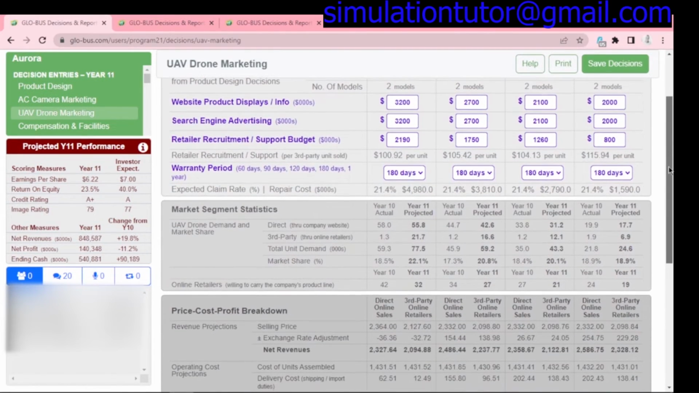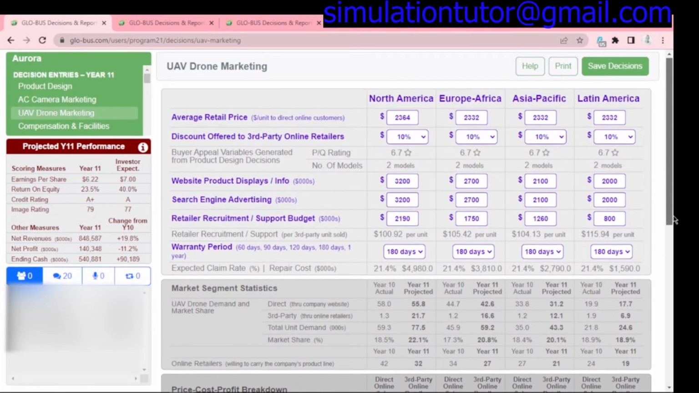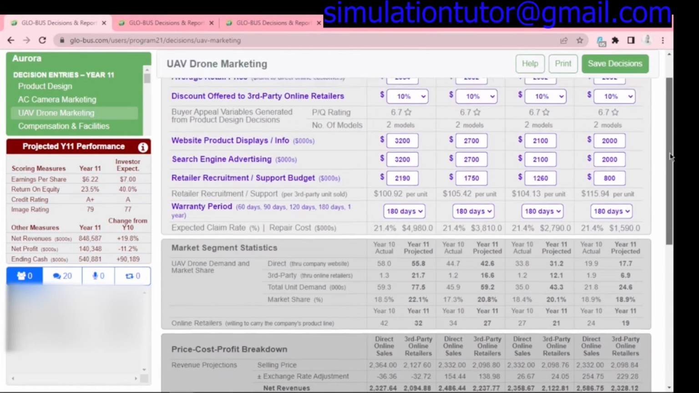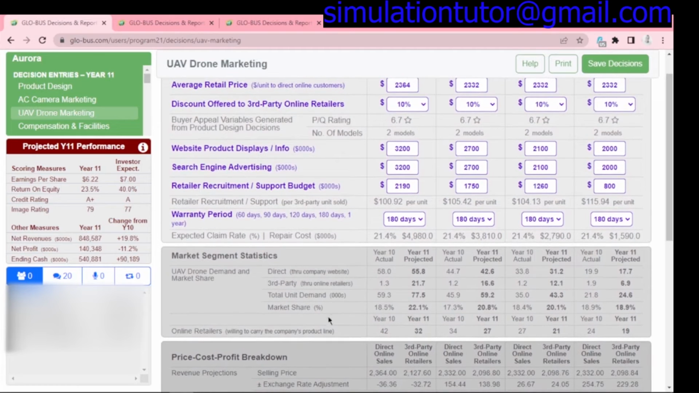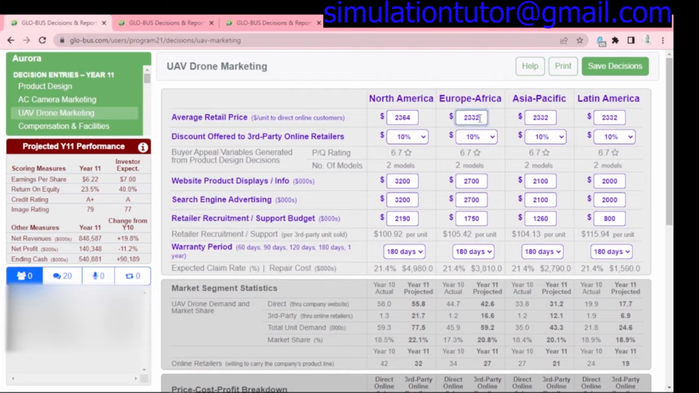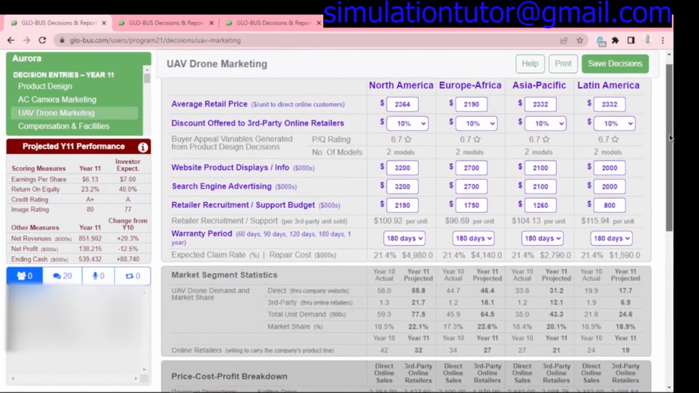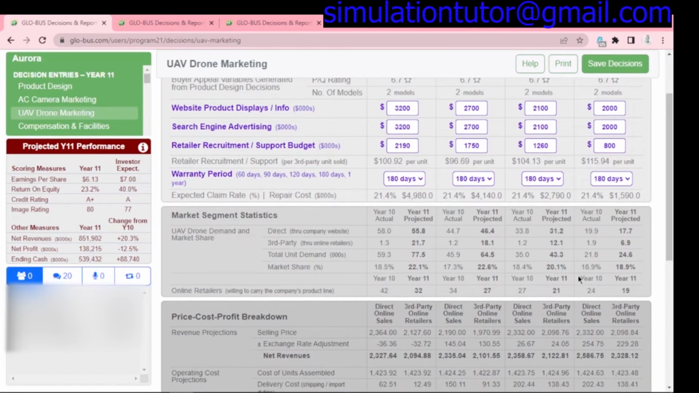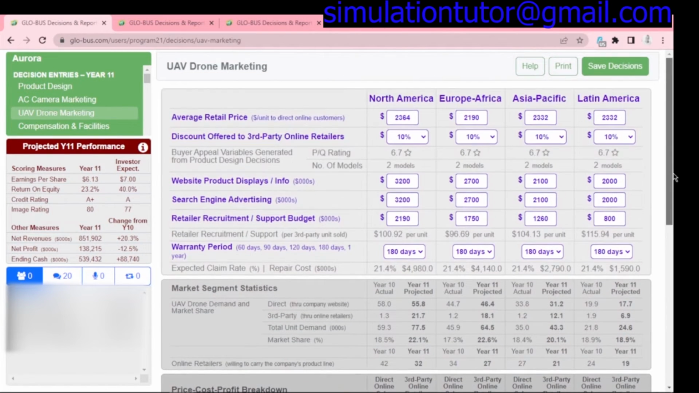So in Europe Africa, we are gaining about 138, so we can lessen our price by almost 138. So that will be 23.32 minus 138, so let's say we can do 21.90. We sell at 21.90.